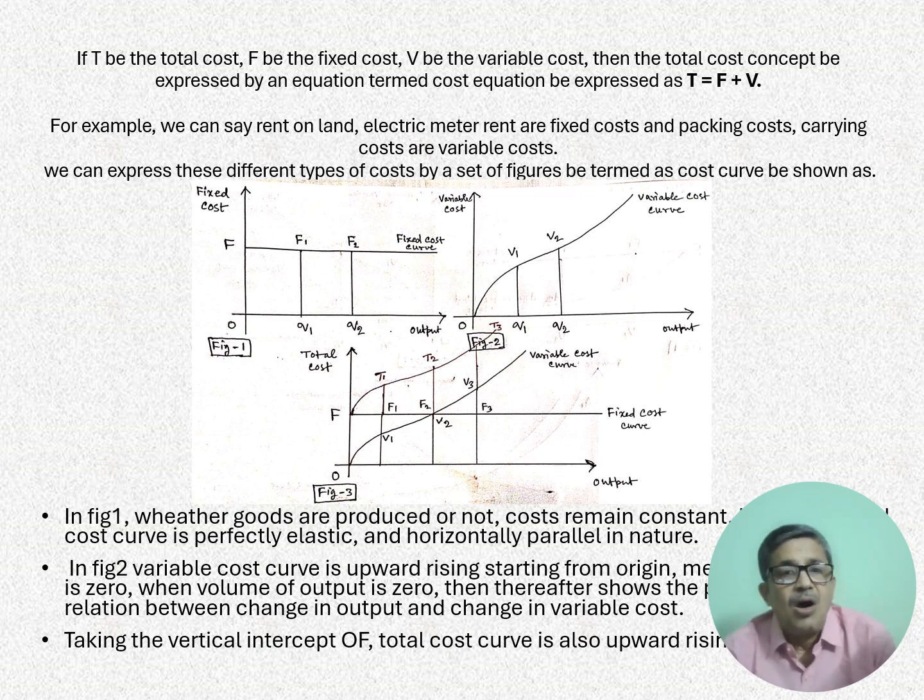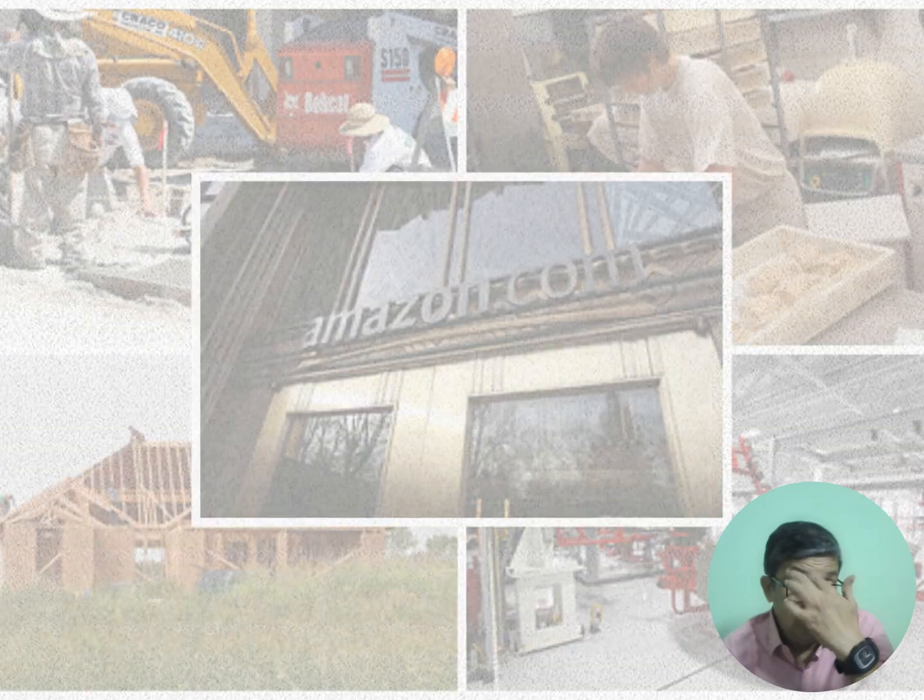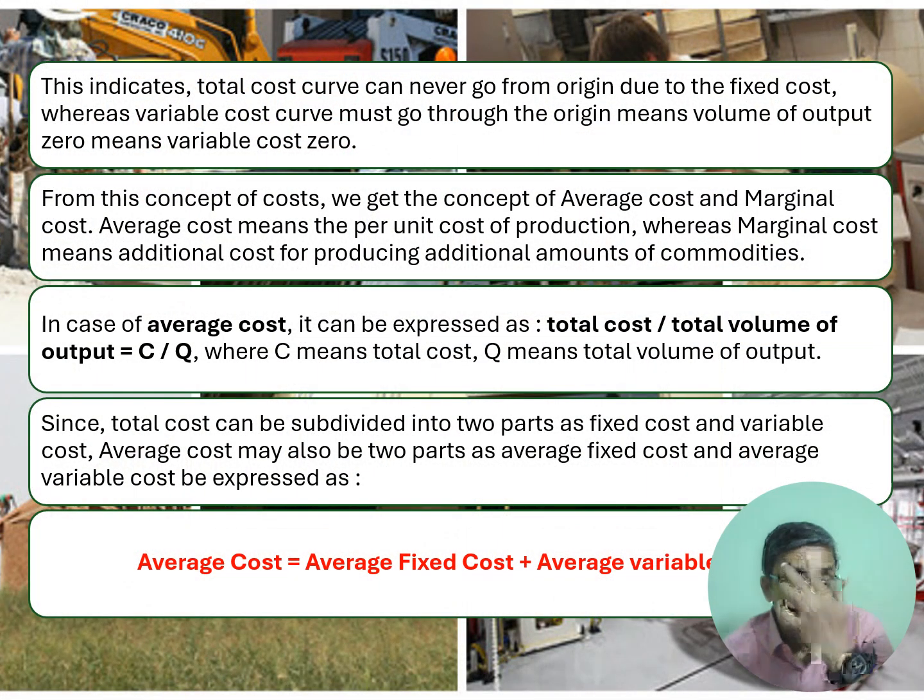From this concept of production cost, we get concepts like average fixed cost, average cost and marginal cost. Average cost means the ratio between total cost and volume of output produced, whereas marginal cost means additional cost to produce an additional volume of commodities.